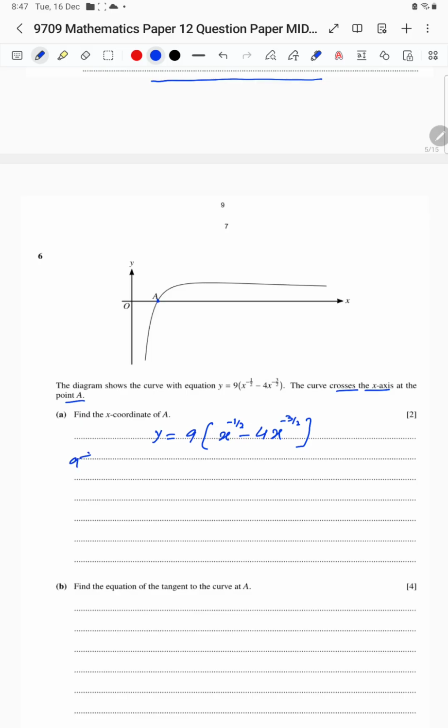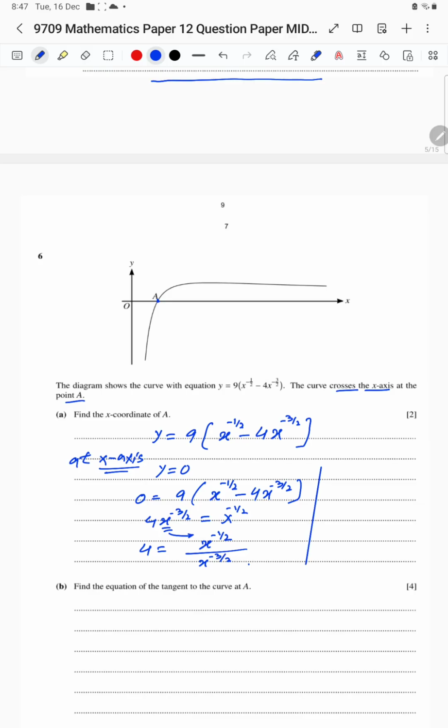At the x-axis, the y coordinate is 0, so you can equate this to 0 to find x. 9x power minus 1/2 minus 4x power minus 3/2 equals 0. So we get 4x power minus 3/2 is equal to 9x power minus 1/2. Taking this to the other side by dividing, we get 4 is equal to x raised to the power minus 1/2 divided by x raised to the power minus 3/2.